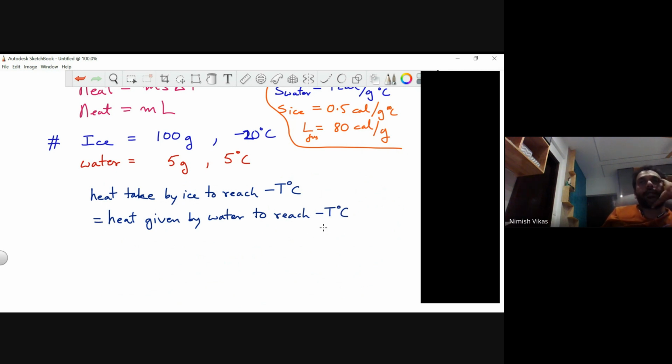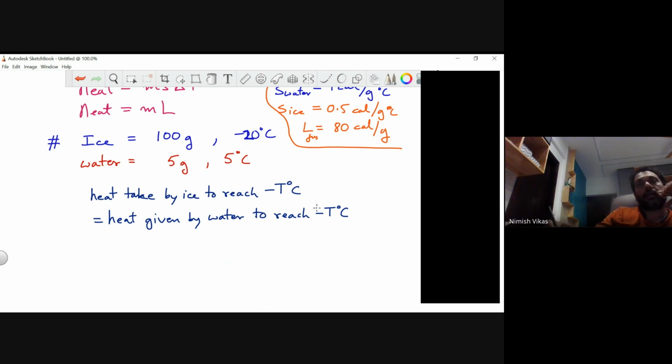Once they are both at minus T degrees Celsius, nobody is giving anybody heat. No exchange is happening because the same temperature has been achieved. When temperature is the same, there is no heat transfer. Heat transfer is always because of a difference in temperature. Okay, guys. So heat taken by ice to reach minus T degrees Celsius.